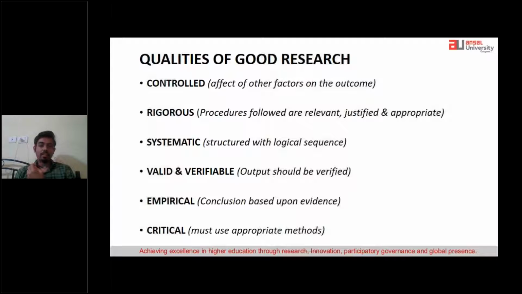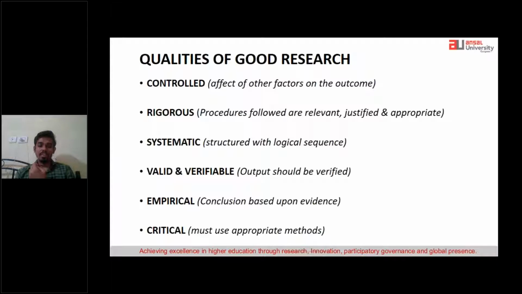What are the aspects of that? It should be controlled, it should be rigorous, systematic, valid, empirical, and critical. These six bullet points overall sum up what should be the quality of a research, or the quality of a research paper which you will be writing, or the quality of a research which you will be conducting.